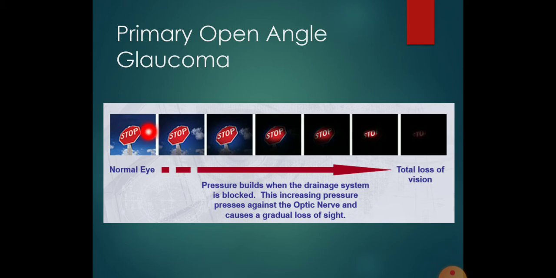So in primary open angle glaucoma, pressure builds up where the drainage system is blocked, and thus the increasing pressure presses against the optic nerve and causes a gradual loss of sight. So you just see how gradually the pressure is leading to total loss of vision. The visual field is lost. There is one test, I forget the name of the test, that is done, where you see whether the visual fields at different sites are being lost or not.